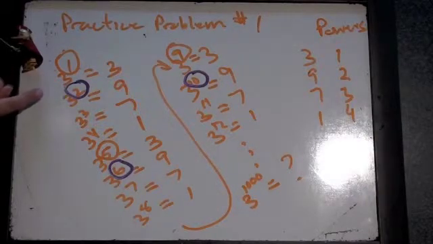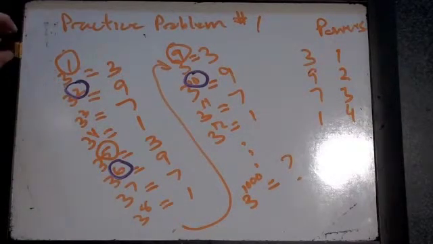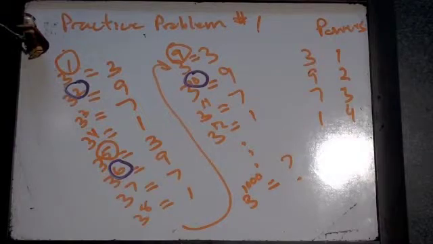And what if the power is divisible by 4? In other words, 3 to the 4, 3 to the 8, and 3 to the 12. What's the last digit? Those are divisible by 4, so the remainder is 0. What's the last digit of 3 to the 4th, 3 to the 8th, and 3 to the 12th? They're all 1s. So if the power is divisible by 4, the last digit's a 1.